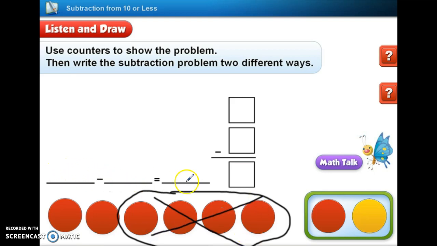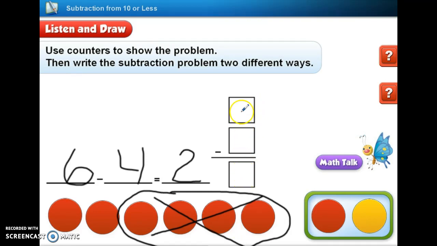All right, let's write our problem 2 different ways. Okay. How many did we start with? Yes, we started with 6. How many did we minus? Yes, 4. So what are we left with? That's right, Steve's left with 2 crayons. Okay.